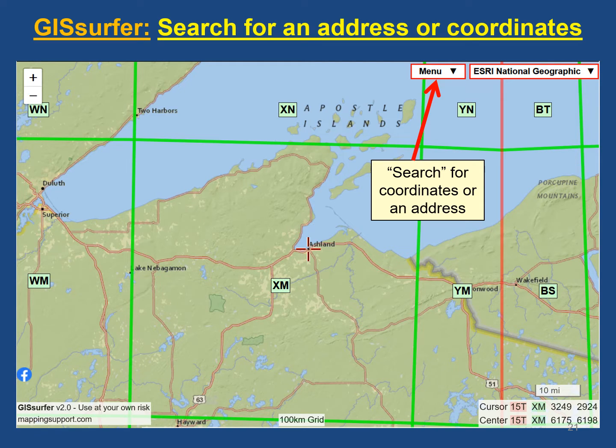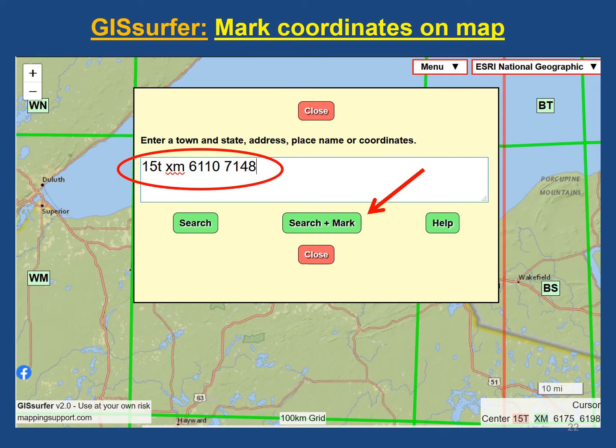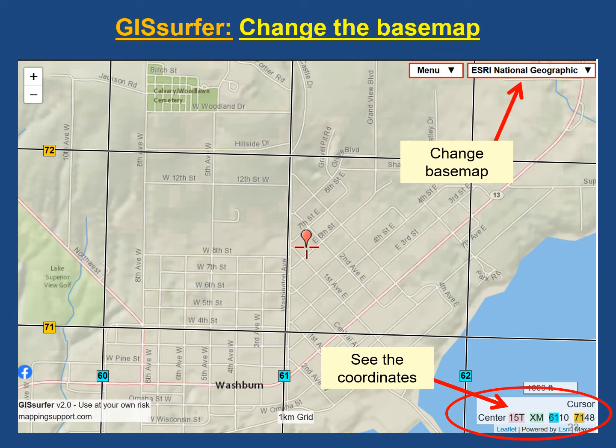When a caller gives either an address or USNG coordinate, you can click on Menu, Search, to mark their location on the map. It looks like this. You can enter either a town or an address, or you can put in the ELM coordinates, the USNG coordinates that they give you, and then click to search and mark, and it will zoom in to their location. You can change the base map if you want.